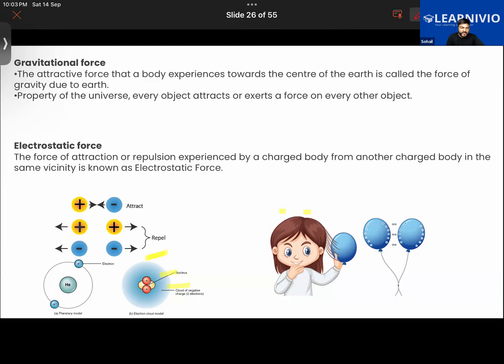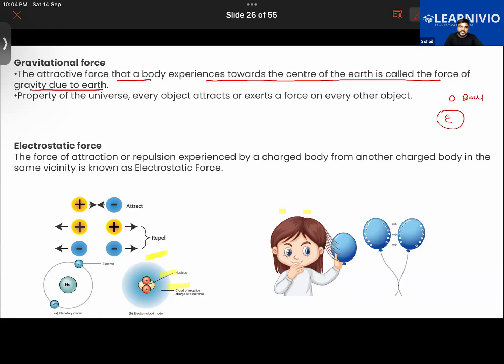In case of earth, we say that the attractive force that a body experiences towards the center of the earth is called the force of gravity due to earth. Say we have thrown a ball in the sky. This ball will be attracted towards the earth and it will experience a force of attraction towards the center of the earth, and that force will be called the force of gravity due to earth.